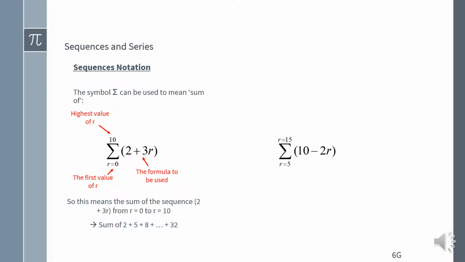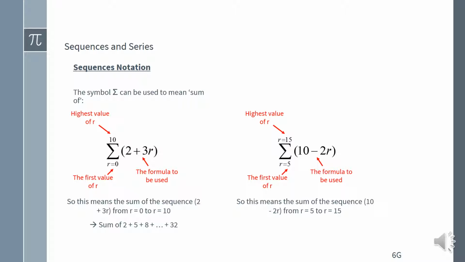Here, it's the sum between r is 5 and 15 of 10 minus 2r. So 15 is the highest value. 5 is the first value of r. That's the formula to be used. So we can plug our numbers in again: 0 plus minus 2 plus minus 4 up to minus 20. The sigma notation is used an awful lot in the maths coming up.